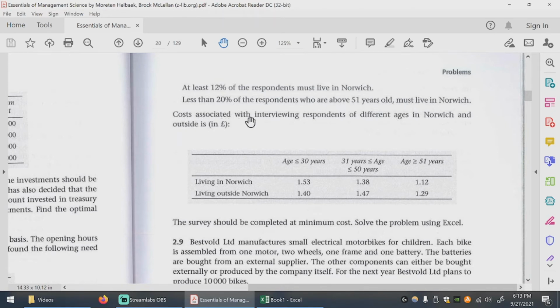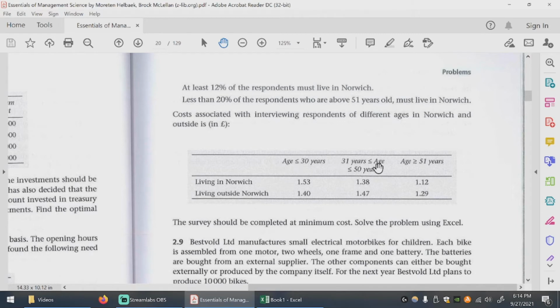Costs associated with interviewing respondents of different ages in Norwich and outside is there. So now I look at this table and it says, okay, there are 3 different age groups. It's a little typo here. What happens if you're 50 and a half? You're not in this age group, and you're not in that age group. I assume that you would want to span the whole age range, but whatever. Anyway, we have 3 age groups. Maybe they don't like 50 and a half year olds.